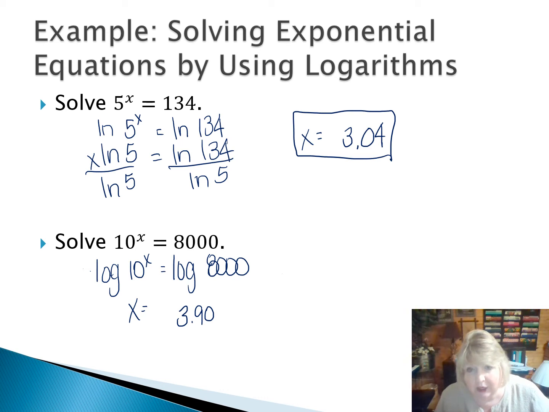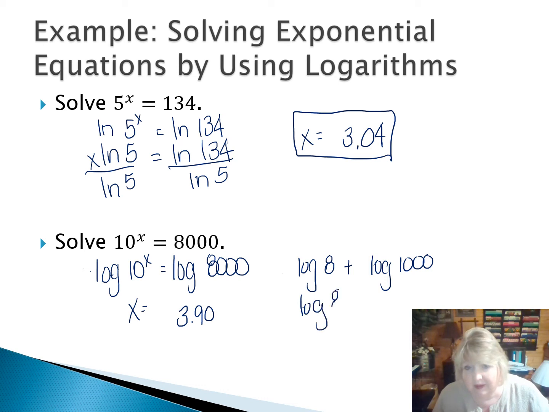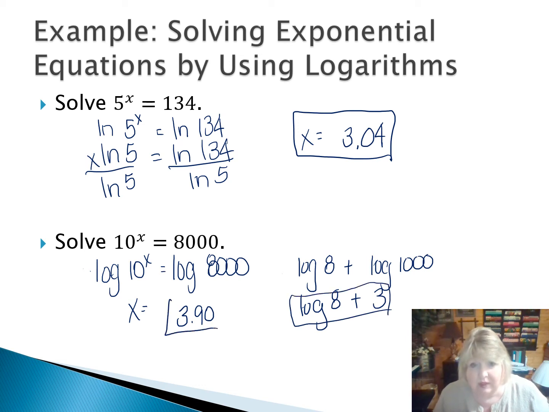Now I could have broken this down, but since I had a calculator, I didn't want to. I could have broken this down into the log of 8 plus, because when you multiply, you add the logs, plus the log, that's 8 times 1,000. This is 10 to the third. So this is log of 8 plus 3. If I had to do this without a calculator, that would have been my final answer. But given the calculator, there's no sense in doing all this breaking down when you can just type it in.